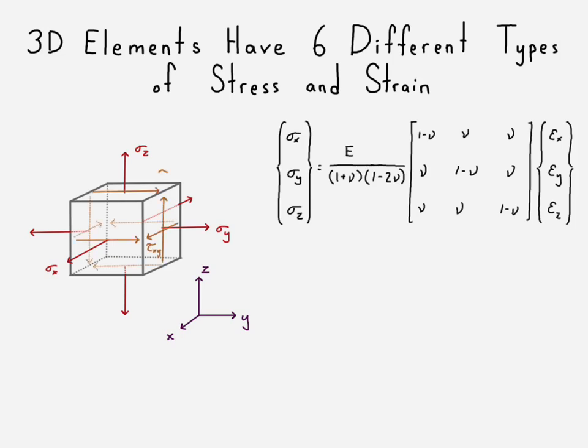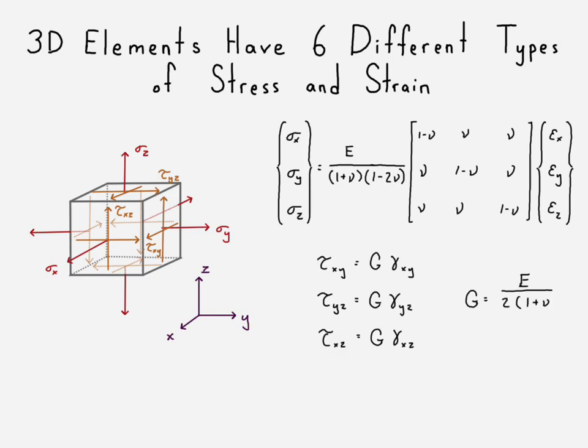Now we'll draw our shear stresses on that stress element. Shear stress is much more simple. There's no coupled relationship. Each shear stress is related directly with its corresponding shear strain according to the shear modulus. And there's the relationship we have between our shear modulus, elastic modulus, and Poisson's ratio.